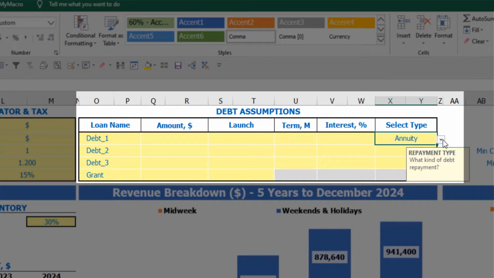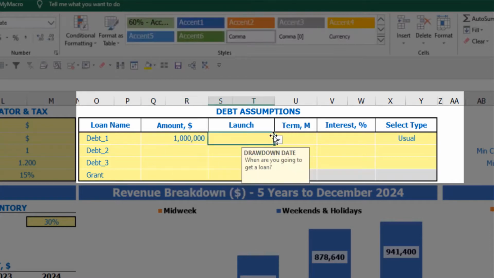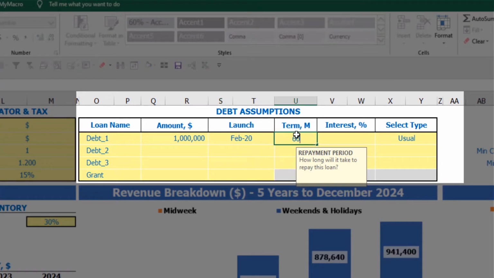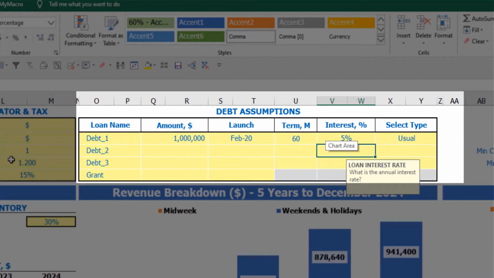In case you select usual, your main debt repayments will be equal parts, and interest will be just interest on the debt's closing balance. Let me give you an example how it works. So you may input an amount of the debt, the launch date, term will be 60 months, and interest can be 5%.